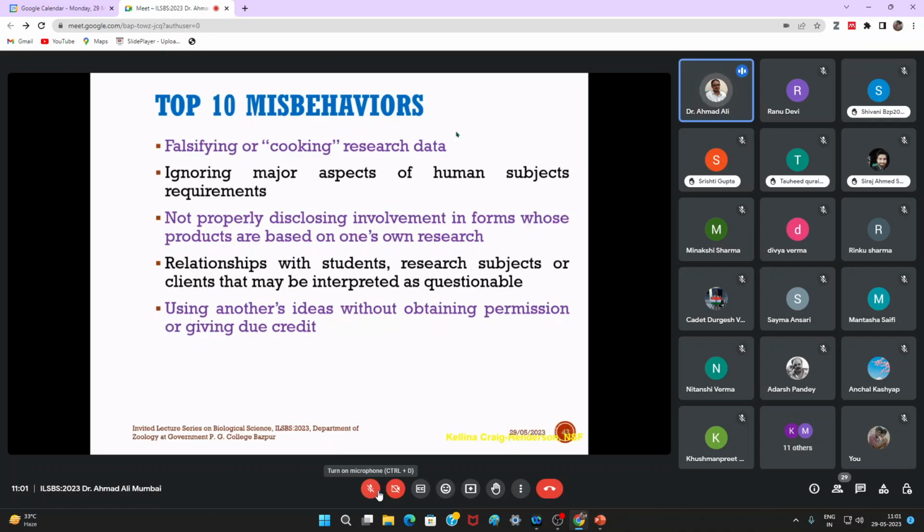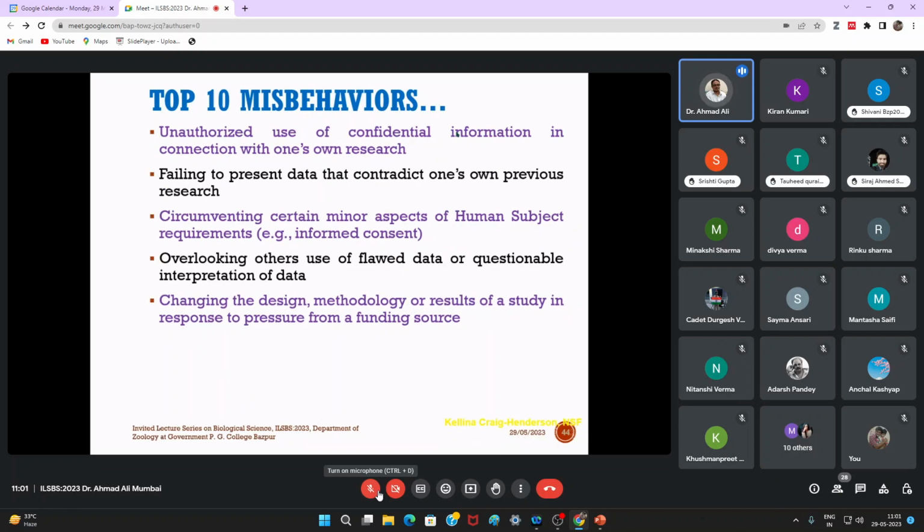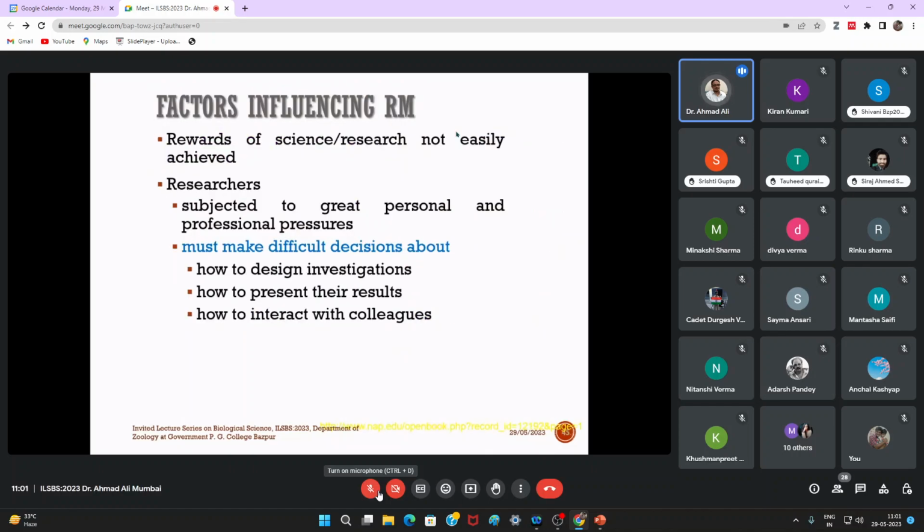Now, top 10 misbehaviors: falsifying, ignoring major aspects of human subject requirements, not properly disclosing involvement in firms whose products are based on one's own research, relationships with mentor, students, research subjects, or clients, using another's ideas without obtaining permission. That comes under plagiarism, which I'll talk about later if I get a chance. Unauthorized use of confidential information. So all this now, what are the factors which influence?